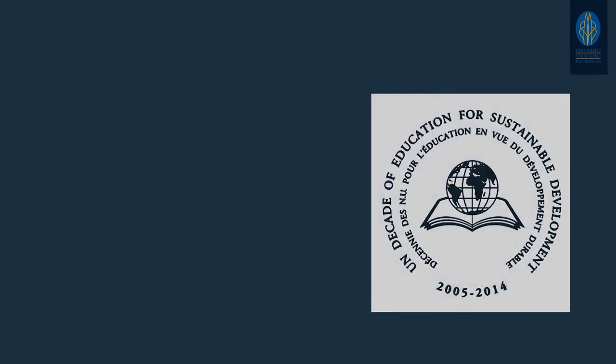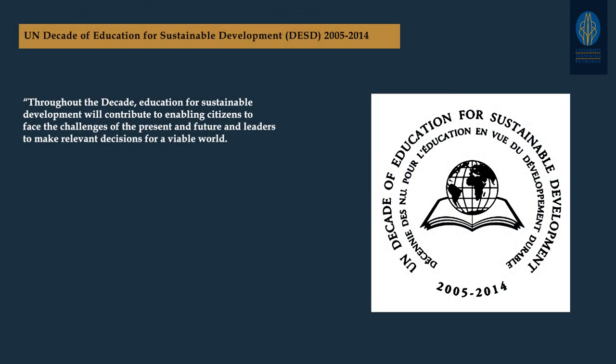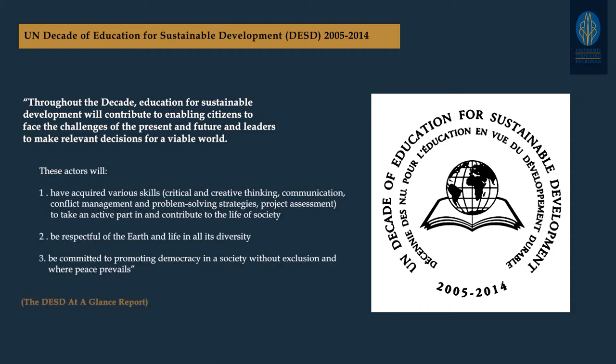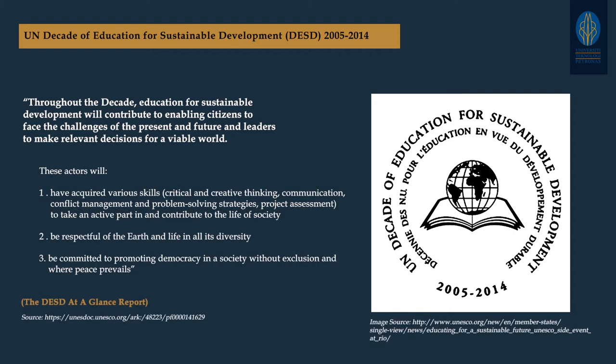Now, the United Nations Decade of Education for Sustainable Development was focused on three major actors. Now, these were having acquired various skills, critical and creative thinking, communication, conflict management and problem-solving strategies, as well as project assessment, to take an active part in and contribute to the life of society.